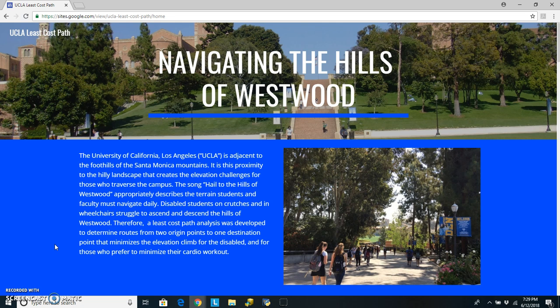For the past 4 years, I have seen people hobble on crutches, struggle to wheel themselves up inclines, and take shuttle buses around the campus to ease the burden of the terrain UCLA presents. So I thought perhaps a least cost path analysis could be performed to find the best route to take that would minimize the elevation climb.